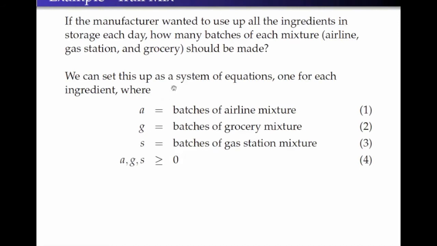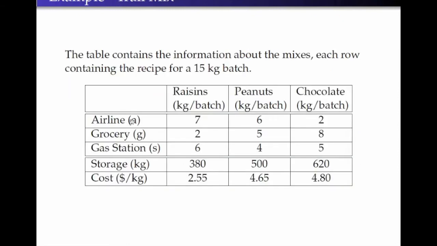Well, we're going to set this up as a system of equations, and we'll have one equation for each ingredient. We're going to let A be the batches of airline mixture, G be the batches of grocery, and S be the gas station mixture. All of these things need to be greater than 0 because I can't produce negative batches of a mixture. Okay, so looking back at the table here, A, G, and S.